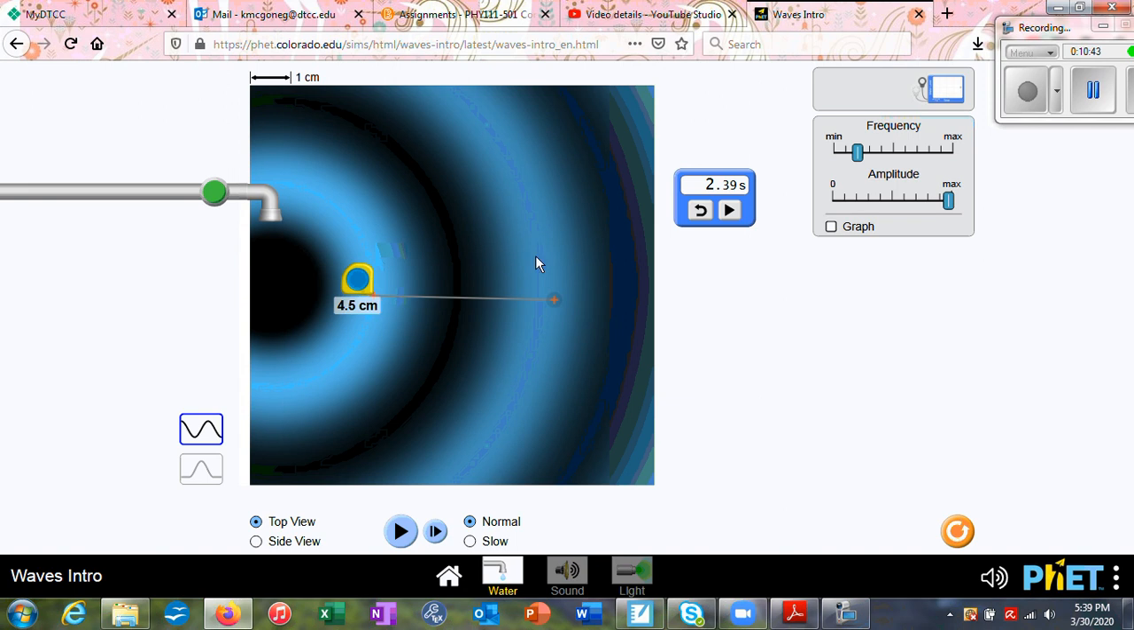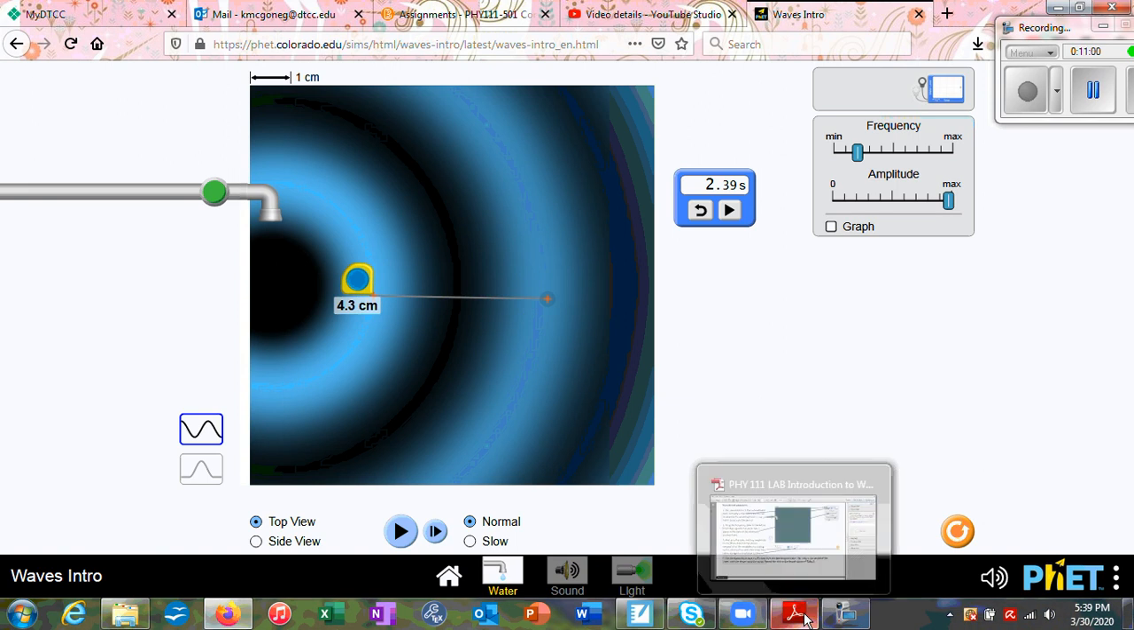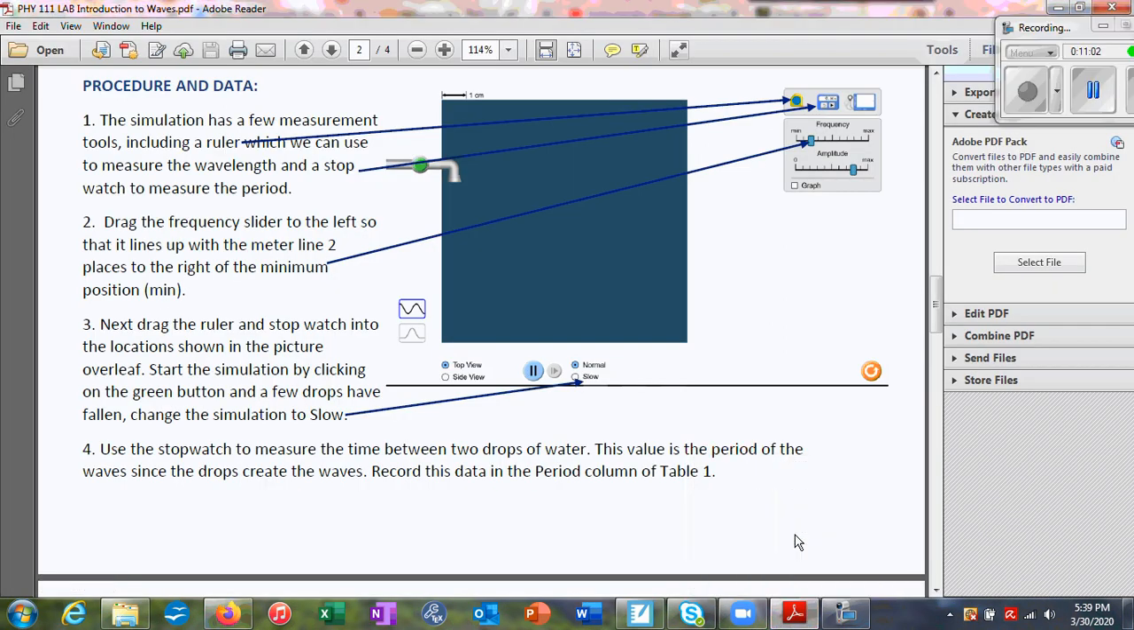If I'm telling you from here to here, that looks a little long to me actually. I think probably to there. So it looks like my wavelength for this particular wave is from here to here. That would be like 4.3 centimeters. Okay. So back to your write-up.